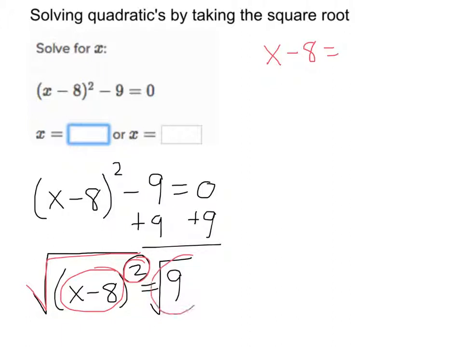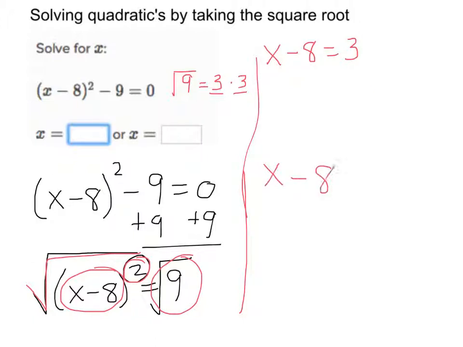Now, the square root of 9 is 3, but the square root of 9 is also negative 3. And here's why. The square root of 9 means what times what will give me 9. Well, 3 times 3 gives me 9. But also, negative 3 times negative 3 will give me 9. So I wrote the first equation, I'm going to write another one. x minus 8 equals negative 3. The reason I have two equations is because the square root of 9 right here is 3, but the square root of 9 right here is also negative 3.